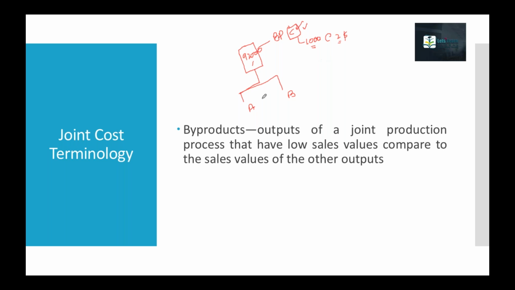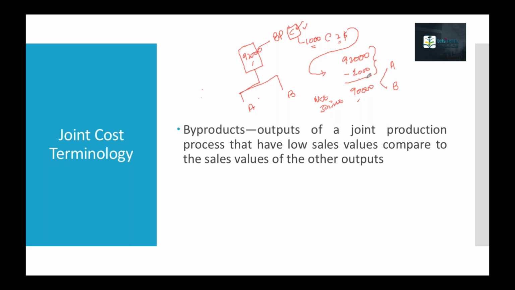Now what you need to do, before you think of allocating using the physical quantity method, NRV method, or gross sales value method, is first find out the net joint cost. Okay, so what happens here? When the byproduct is inventoried, the sale proceeds of the byproduct should be reduced from the joint cost to find the net joint cost. And from the net joint cost, this is the amount you should charge to A and B using any method.